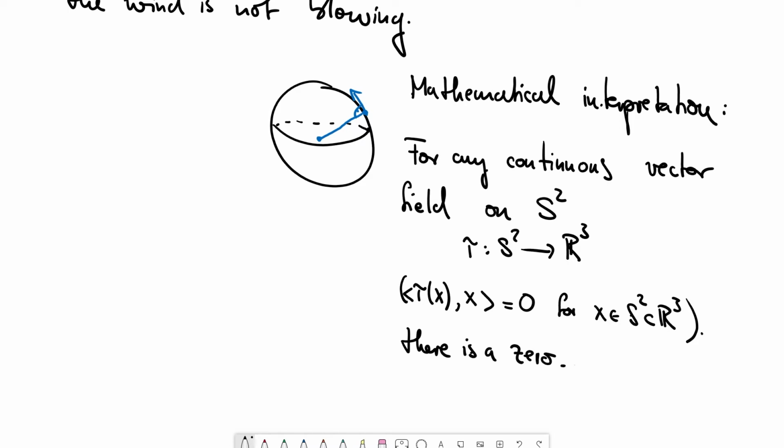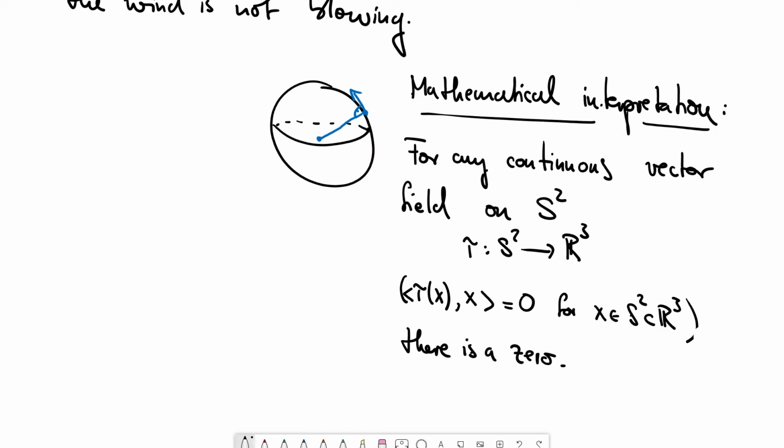So our imagination wants to place this vector in R3 at the point of the sphere, right? But mathematically the vector lies at the origin of R3. It's sort of the parallel transport along this radial line to the origin. So this is a statement we want to prove. This is now a precise statement, and we prove this statement with topology.